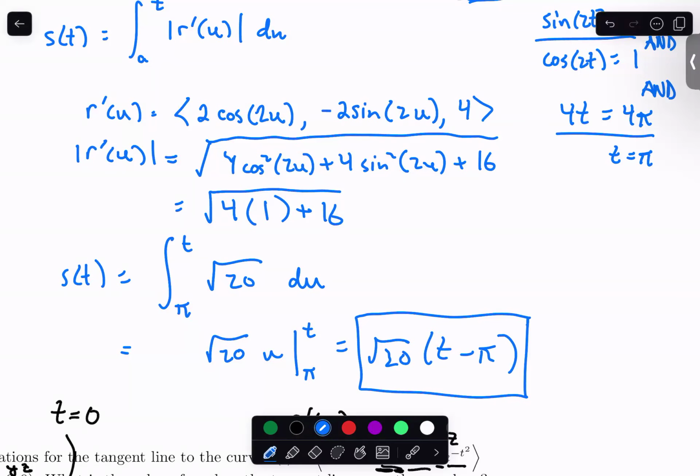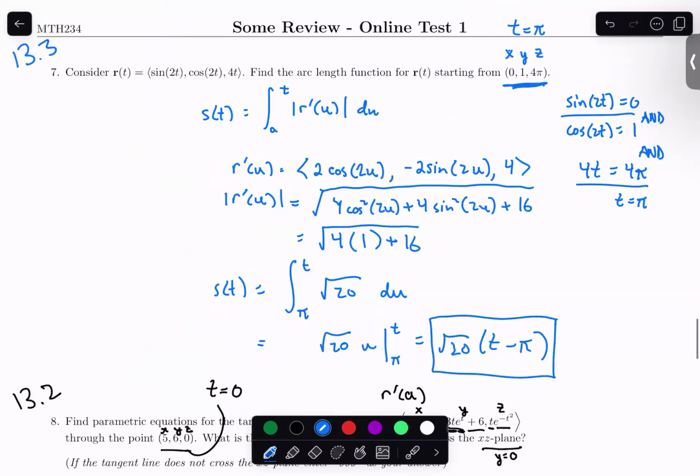Again, it's a function. It relies on what t is. There should be t's in there. That's my arc length function. All right, we'll go back here and then up here. Yeah, so you need to evaluate out the integral. Typically for these things, evaluate out the integral.